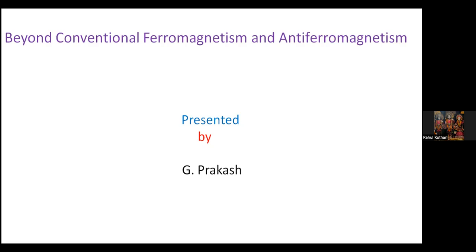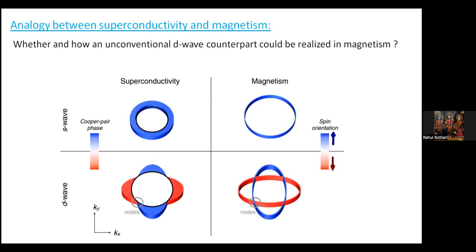Today I'll be discussing something which is just beyond the conventional definition of what we are all familiar with: what is ferromagnetism and what is anti-ferromagnetism? Before I get into that, I would like to put a single question. Whether and how an unconventional superconductivity or superconductor could be realized in magnetism.